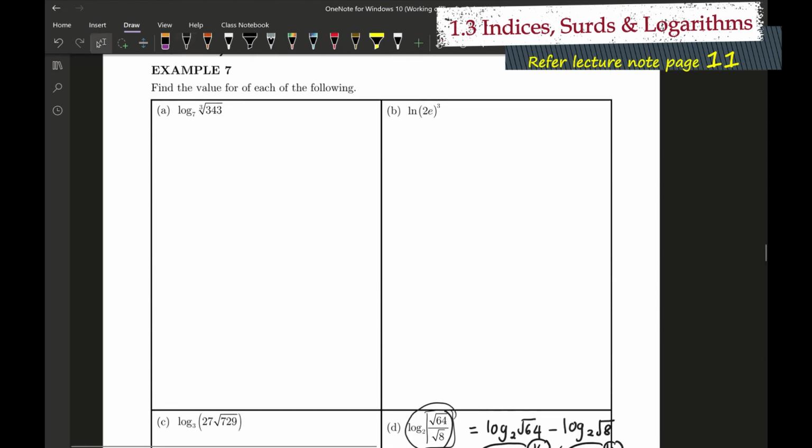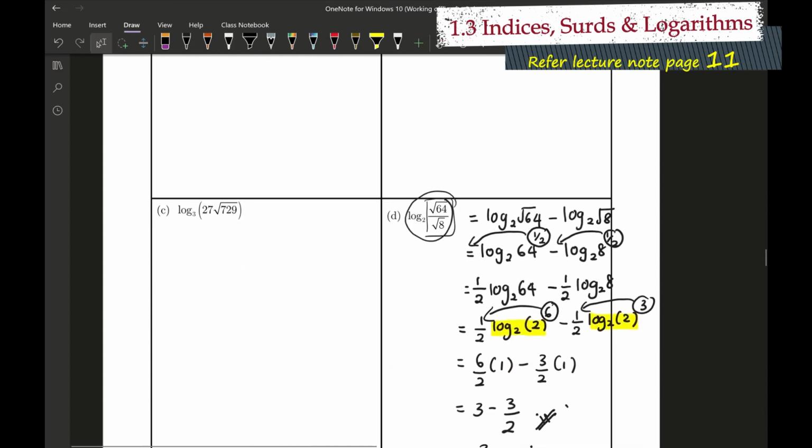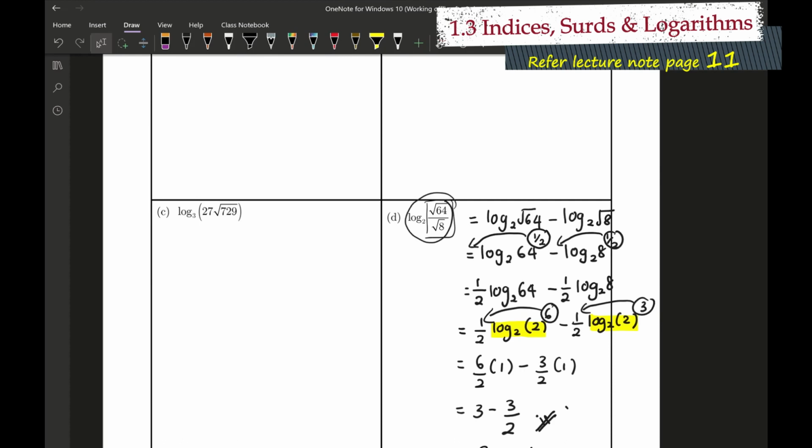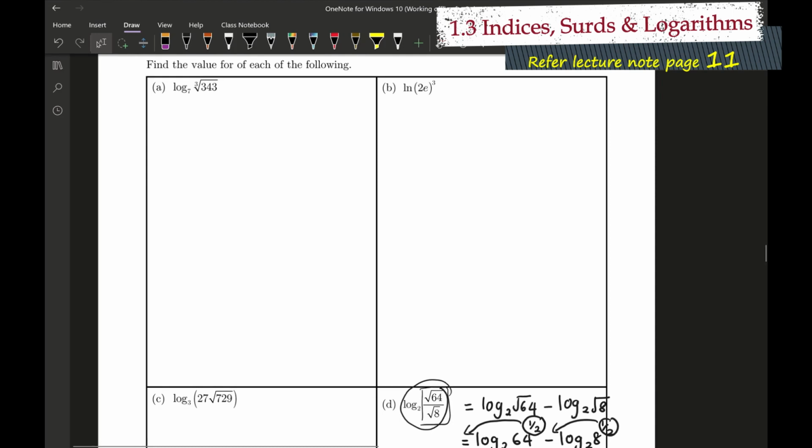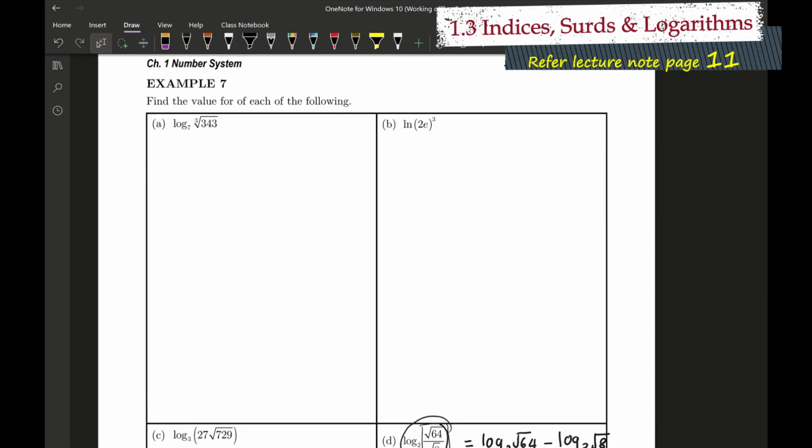Okay, so we go through B. We already did D. This is a very simple one. Now we try to solve B, which is log base e, ln. Ln is natural log, which we can calculate from the calculator if it involves numbers. So ln of e power of 3.